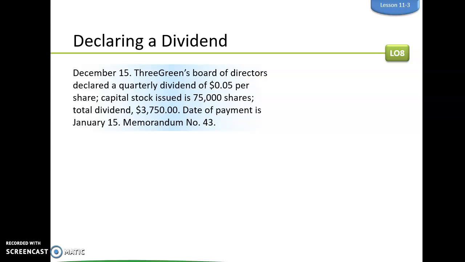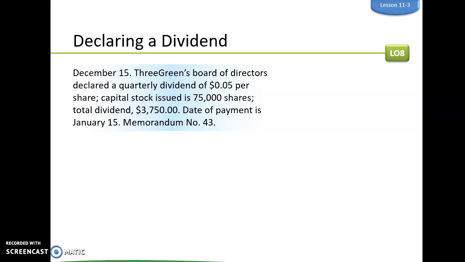So we have number of shares in our capital stock is 75,000, right? And we said we are going to pay a quarterly. So remember, quarterly is 4 times a year, so there's 3 months within that period, of 5 cents. So we're just going to take simple math, take 75,000 times 5 cents, and that's going to equal $3,750. Okay, that's easy math. Now we got to figure out how this is going to hit our books. How is this going to affect our books?